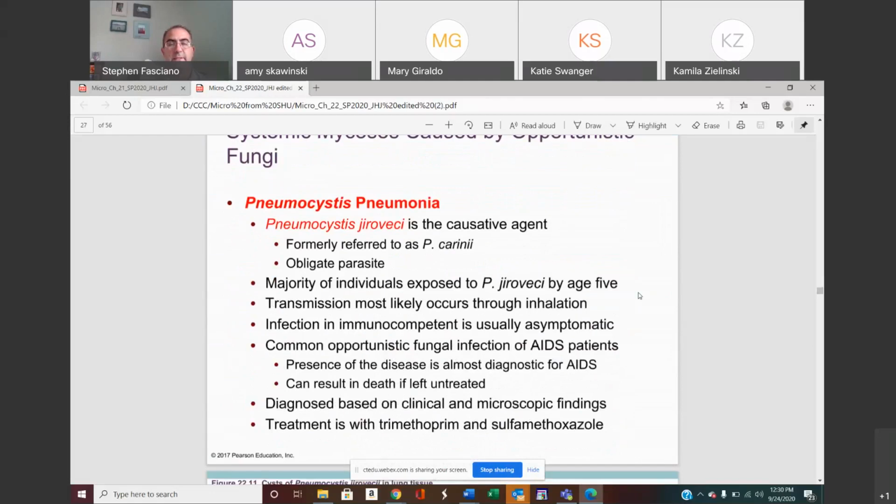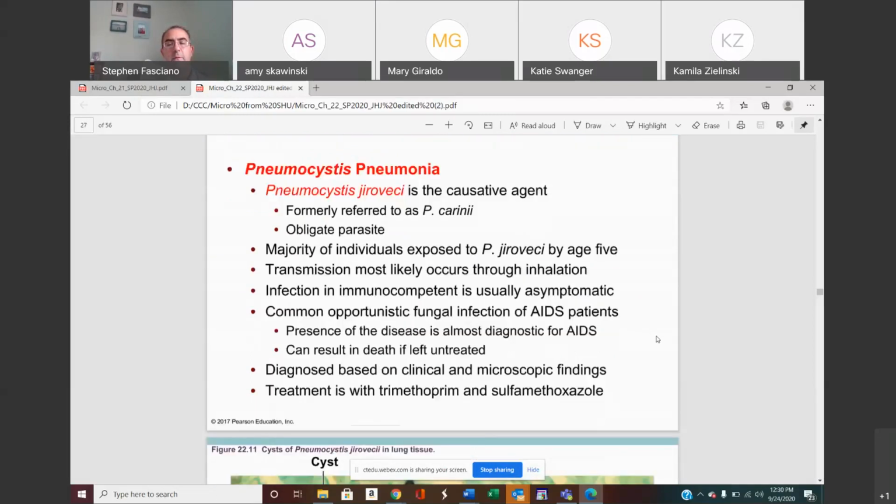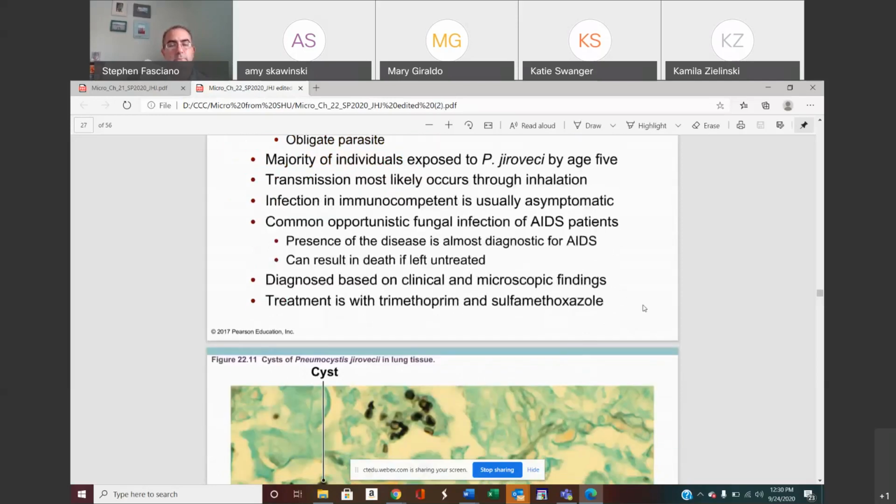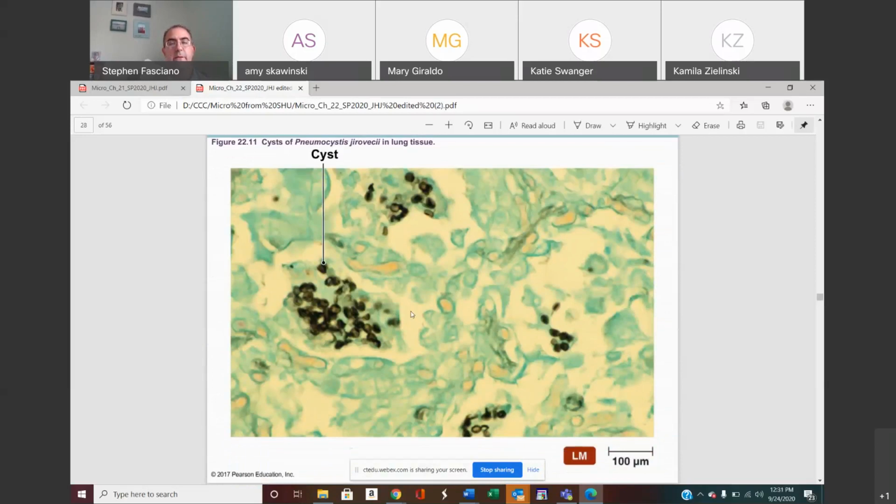One common one is called pneumocystis pneumonia. Okay, transmission is most likely through inhalation. Again, infection in immunocompetent people is usually asymptomatic. So if your immune system is working, usually you don't even notice that you have this infection, but it is a common fungal infection among AIDS patients. And here are some cysts that are in lung tissue. So these, lung tissue should be nice and clear. These little areas that are nice and clear would have oxygen in them that you can get into your bloodstream. And instead you have these cysts in there because of this particular fungus.